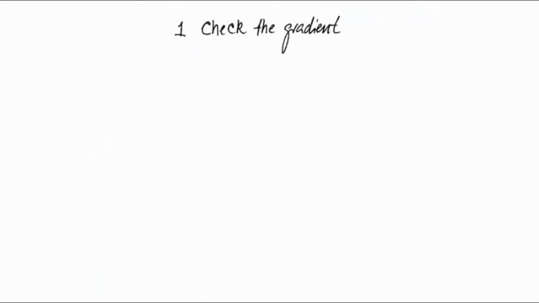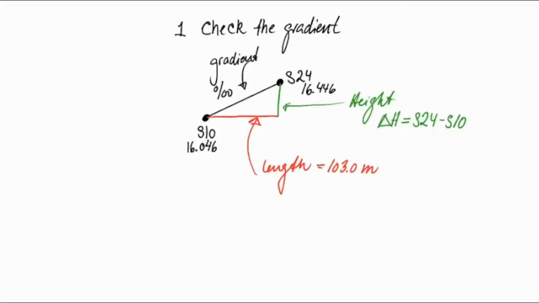So let's start with checking the gradient as given in the exercise, and we start with sketching a model and filling in the values we are given. I have now sketched up the model, and the gradient, that's the one we're going to find, and you can see here's the well S10, and here's the well S24, and the well S24 lies higher up because the bottom level is a bigger number than what we have for S10. Here's the length, it is 103.0 meter, and here's the height, and we can find the difference in height by subtracting the two levels.